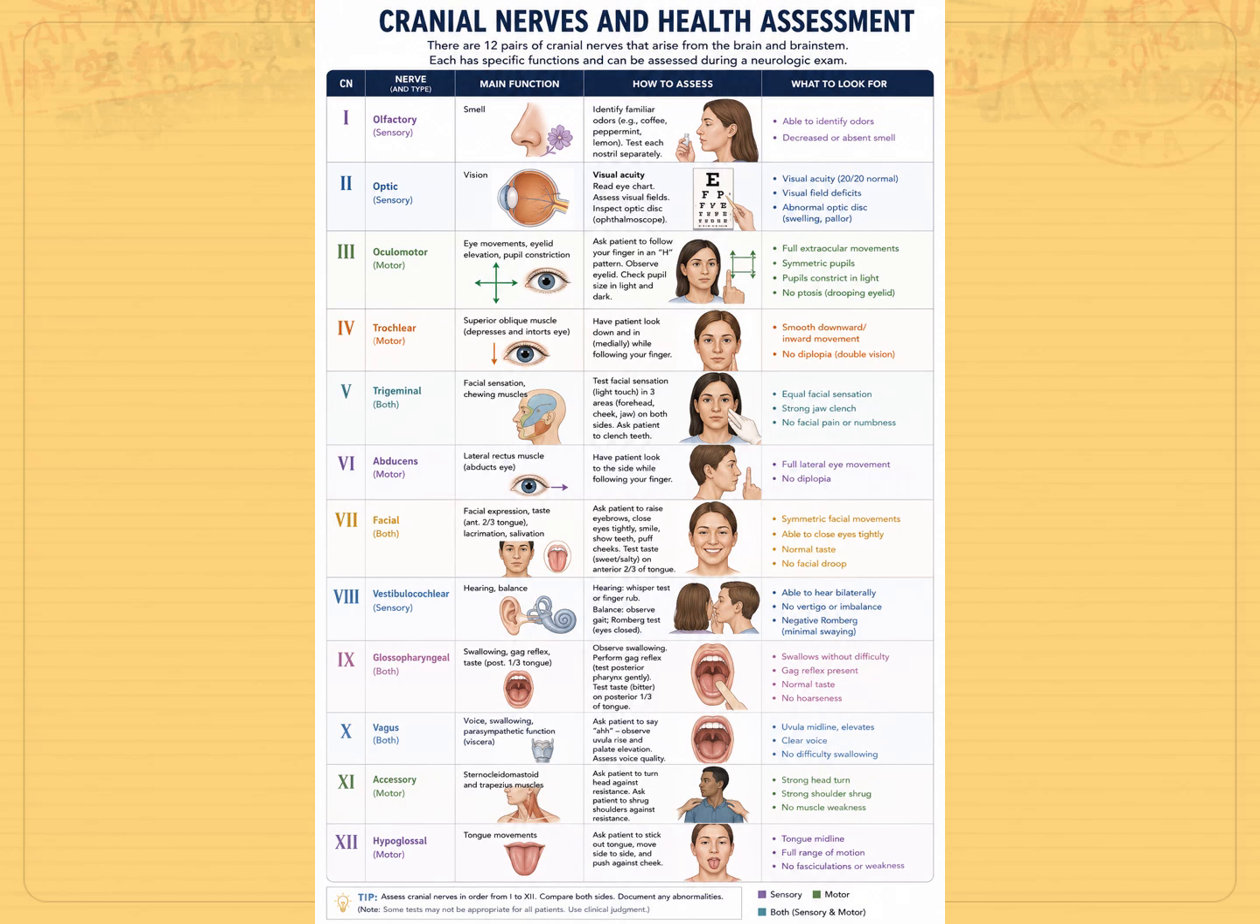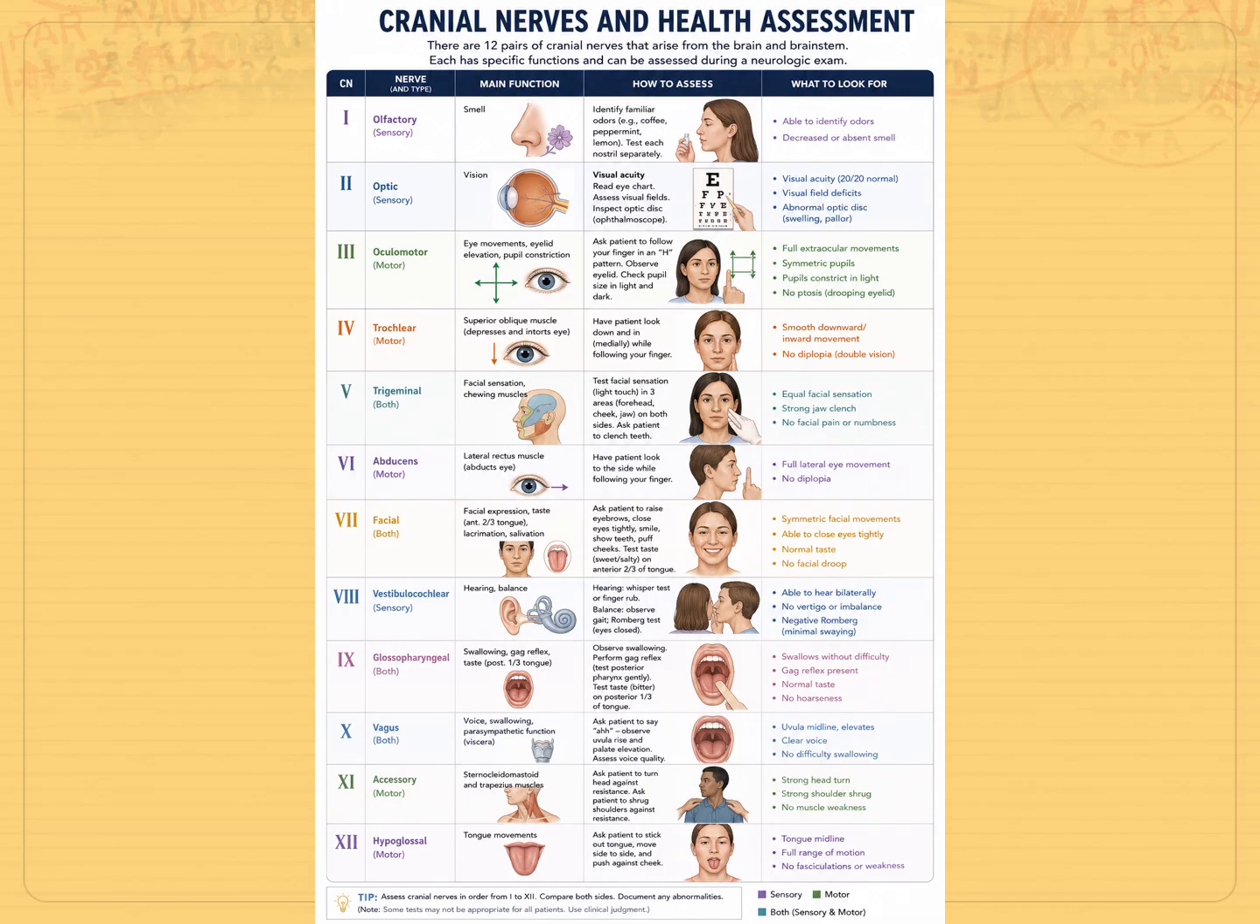Cranial nerve 5, this is the trigeminal, with both sensory and motor function. It provides facial sensation and controls the muscles of chewing. So we're assessing sensation with light touch to the forehead, cheeks, and jaw, and we're asking if both sides feel the same. For the motor aspect, we're asking our patient to clench their teeth, open and close the jaw, and we're palpating the temporal and masseter muscles.